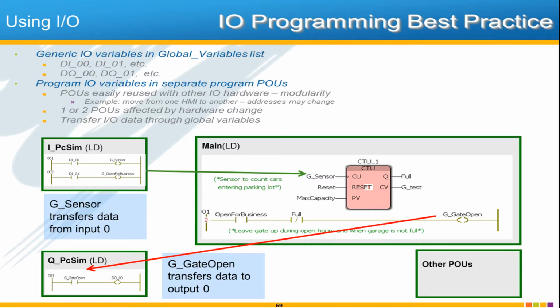So if we can keep the hardware I/O as separate POUs, we'll have a lot of advantages as a programmer, because this way, if there is a hardware change, only 1 or 2 POUs will be affected by any hardware change. And so you can see that the way to do this is to transfer this I/O data through the global variables into the different POUs that use the I/O.